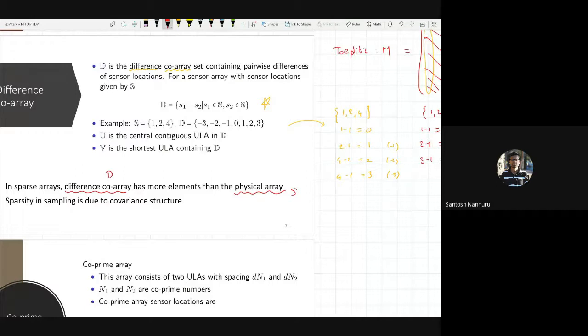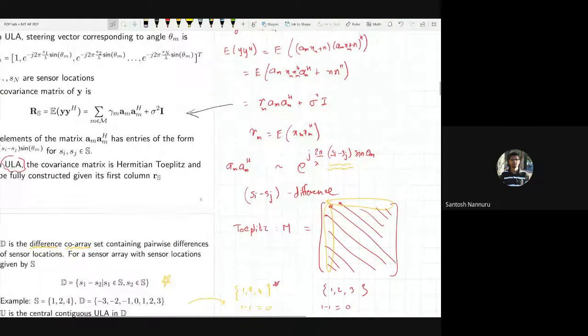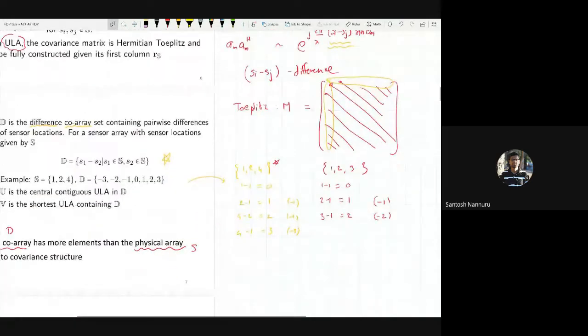If I focus only on the non-negative part of the difference coarray, for a ULA the difference coarray and the physical array have the same number of elements. Not the exact same elements, but the same number of elements. Whereas for sparse arrays, we design them so that the difference coarray has more elements than the physical array. A simple example is this 1 to 4. It has 3 elements in the physical array, but the difference coarray has 4 elements in the non-negative part. And I can make this array more complicated. Why this is important is because, in the covariance matrix, for a ULA it has this Toeplitz structure. This Toeplitz structure is only for ULA.